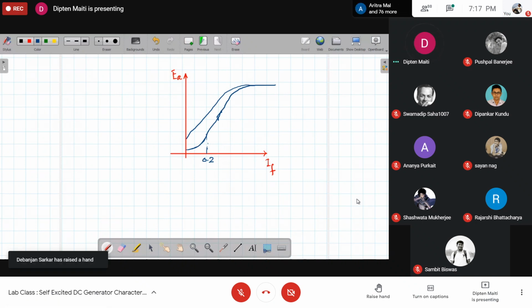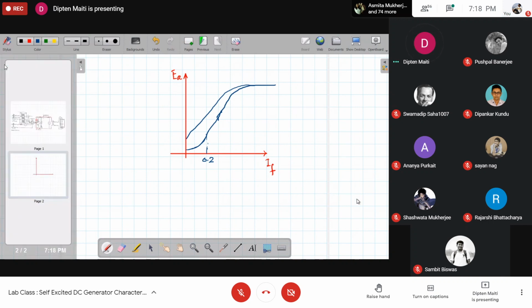So while performing this run, you should never retrace. When you are increasing the field current, you should only increase the field current, never reduce. Once you start reducing the field current, never increase in any step. You just go on reducing the field current and take the reading.